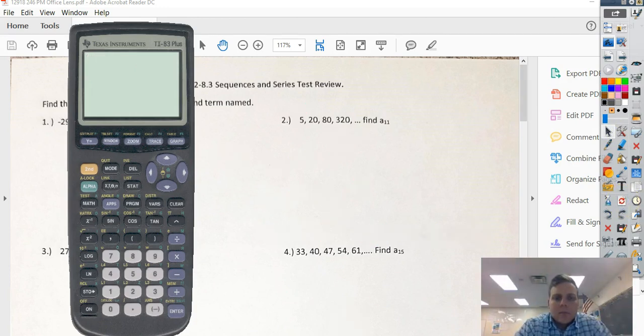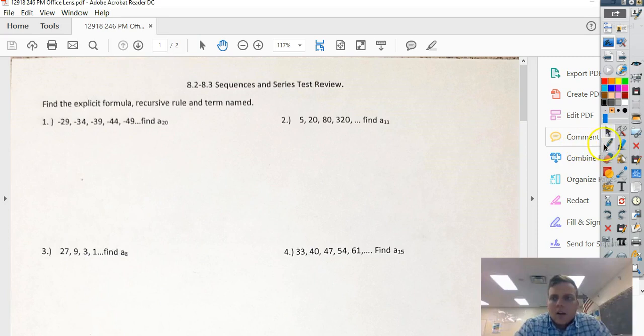Problem 3 here. Problem 3 says 23, 9, 3, 1. So it's clear that I'm not subtracting the same number each time, because this is subtraction of 18, this is subtraction of 6, so it's not arithmetic. A lot of y'all today said, oh, I'm dividing by 3, but wait, what does that mean r is? Remember, r is the number you multiply by. You are multiplying by 1/3.